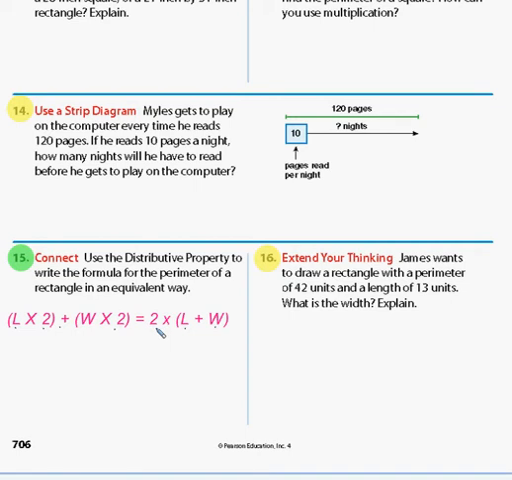Problem 16. Okay, James wants to draw a rectangle with a perimeter of 42 units and a length of 13 units. What is the width? And you need to be able to explain that. Show it.